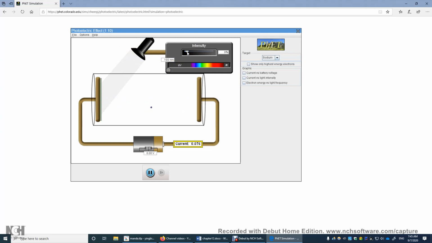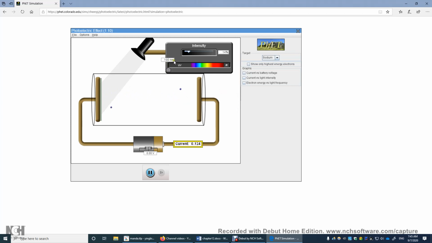Alright, so I'm going to adjust the intensity. Now you have more electrons ejected from the metal. Lower intensity so that we can see the electrons being ejected one by one.